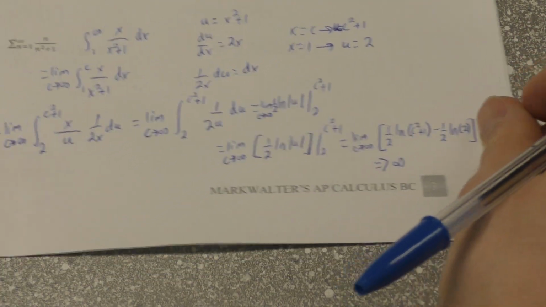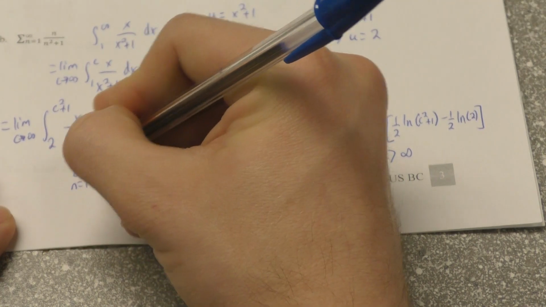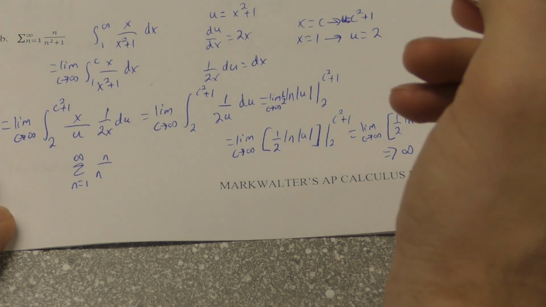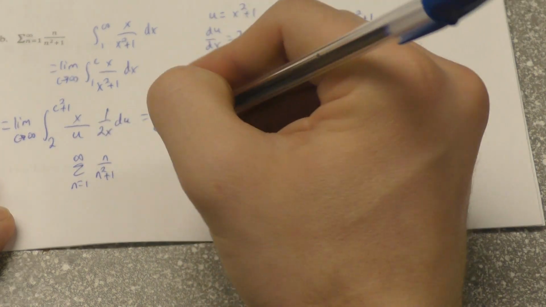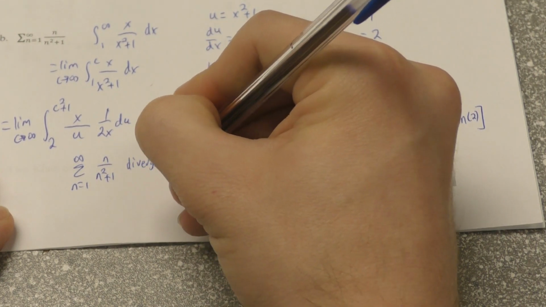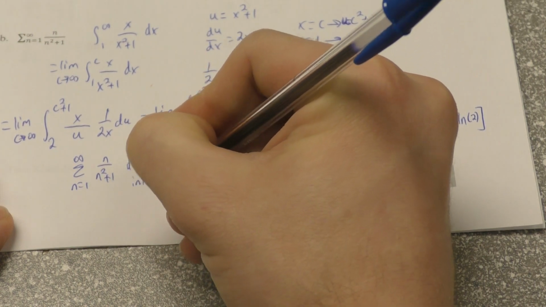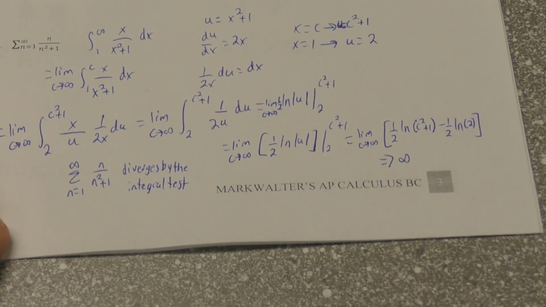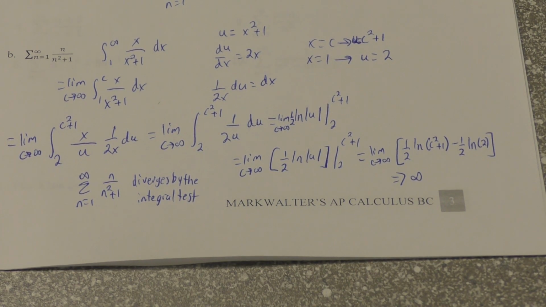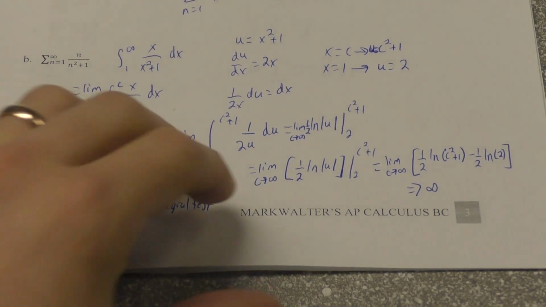What does this mean for us? Our integral diverges. So my series, the series n equals 1 to infinity of n over n squared plus 1, diverges by the integral test. All right, so there we go. There's the integral test and the nth term test for divergence.